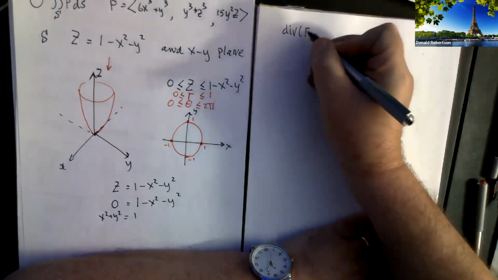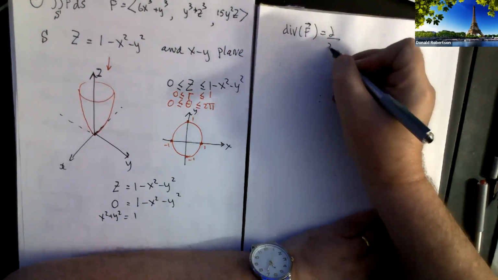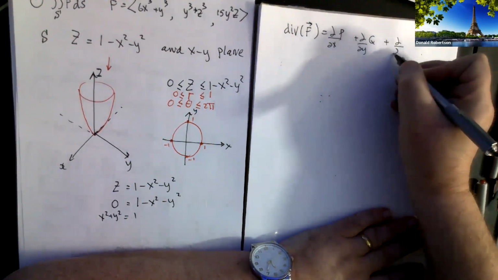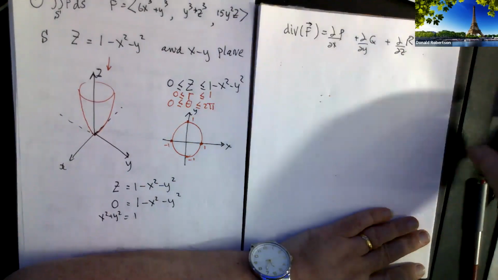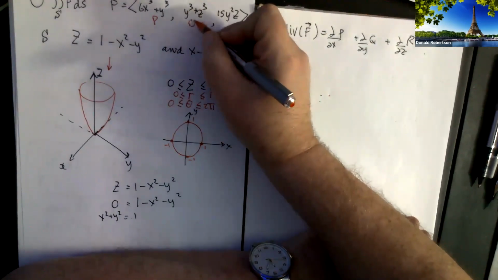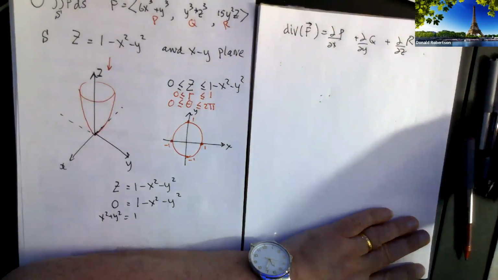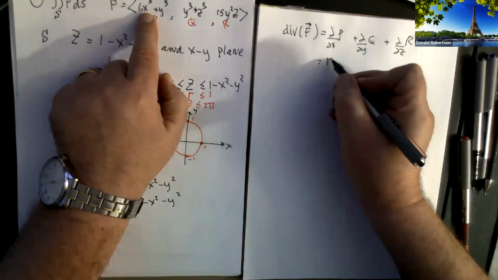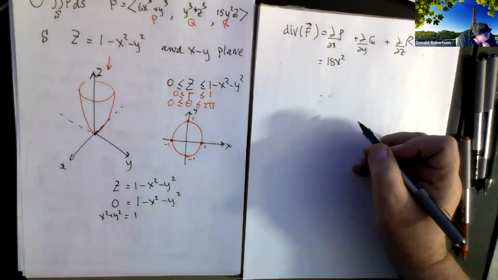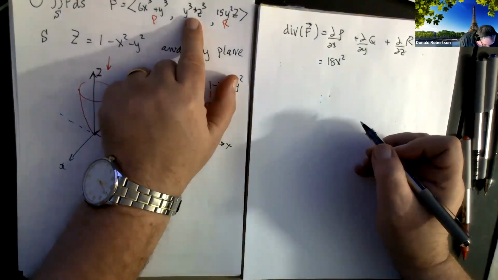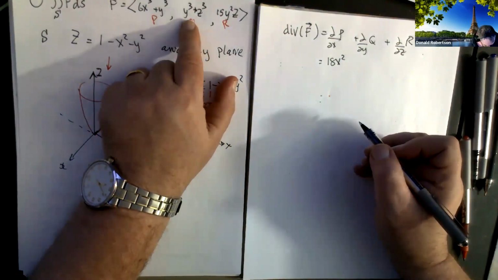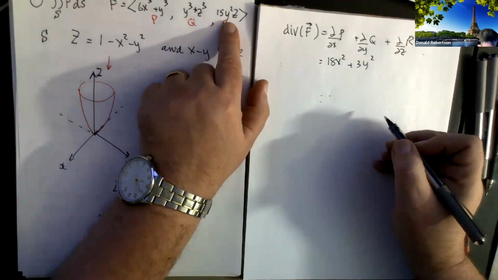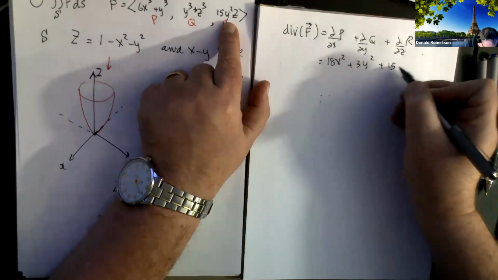Let's find the divergence. This guy, that guy, that guy: your P, your Q, your R. I'm going to differentiate this guy with respect to x, and I get 18x squared. I'm going to do this guy with respect to y, and I'm going to get 3y squared. I'm going to do this with respect to z, and I'm going to get 15y squared.